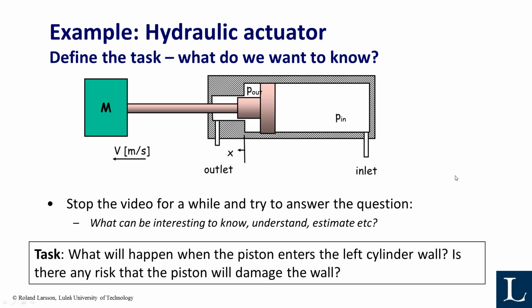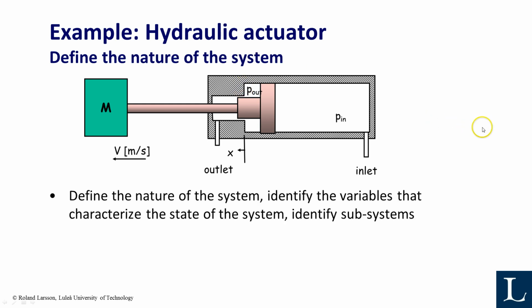Well, one task could be to answer what will happen when the piston enters the left cylinder wall. Is there any risk that the piston will damage the wall? That could be one task. So when this piston just moves with the speed v, it comes in here and it is approaching the end here. So will it just crash into that left end of the cylinder wall? Well, before answering that question, we can discuss the nature of the system.